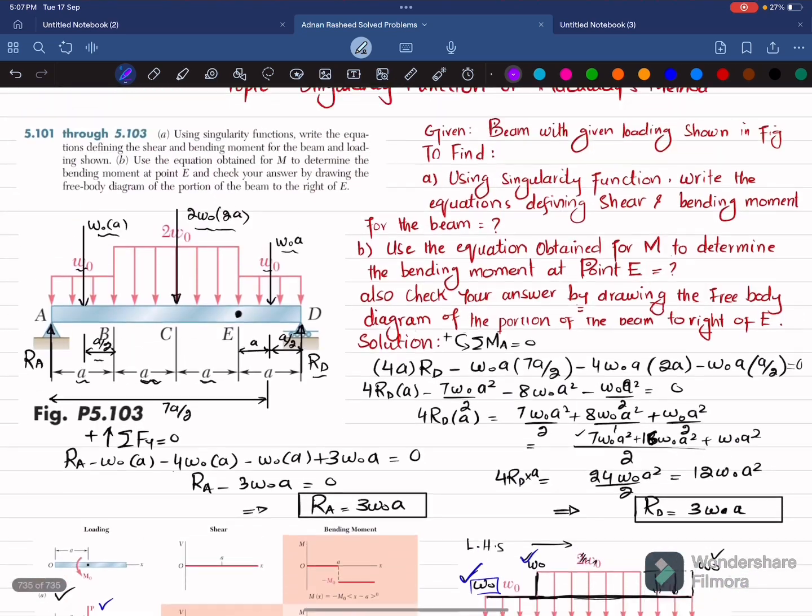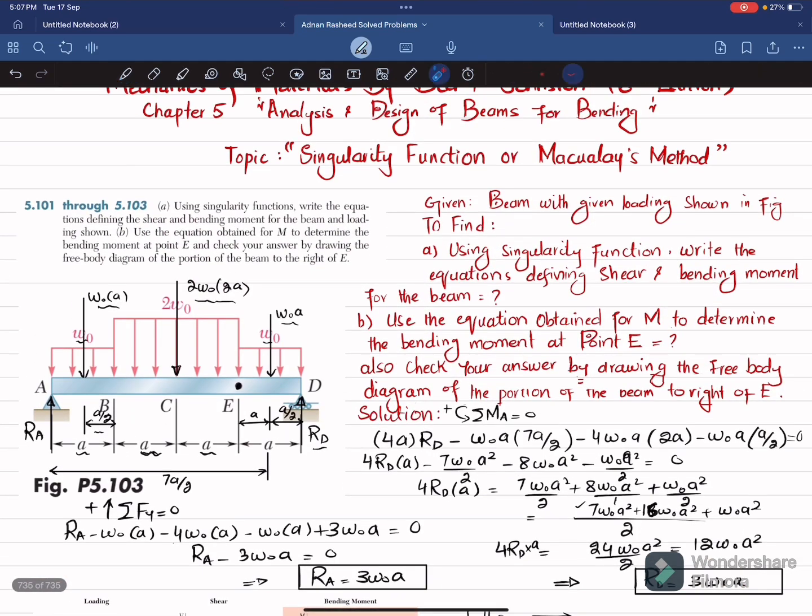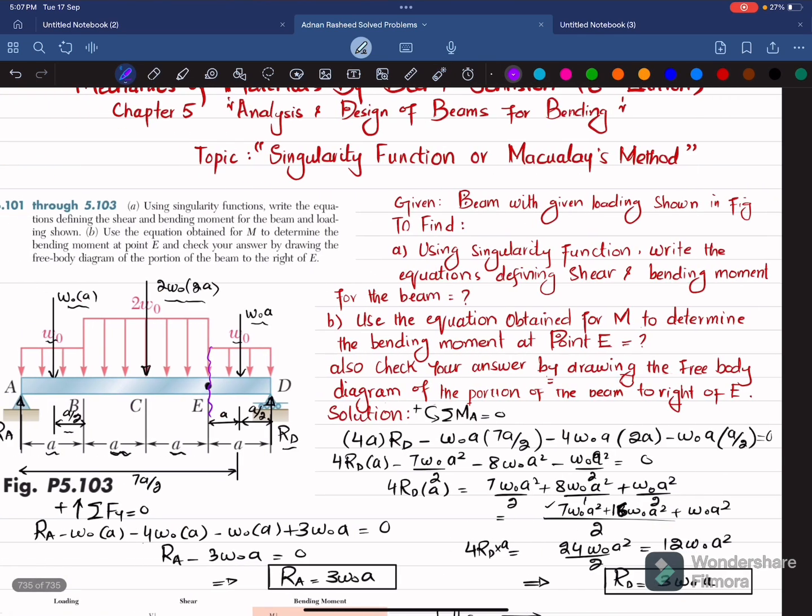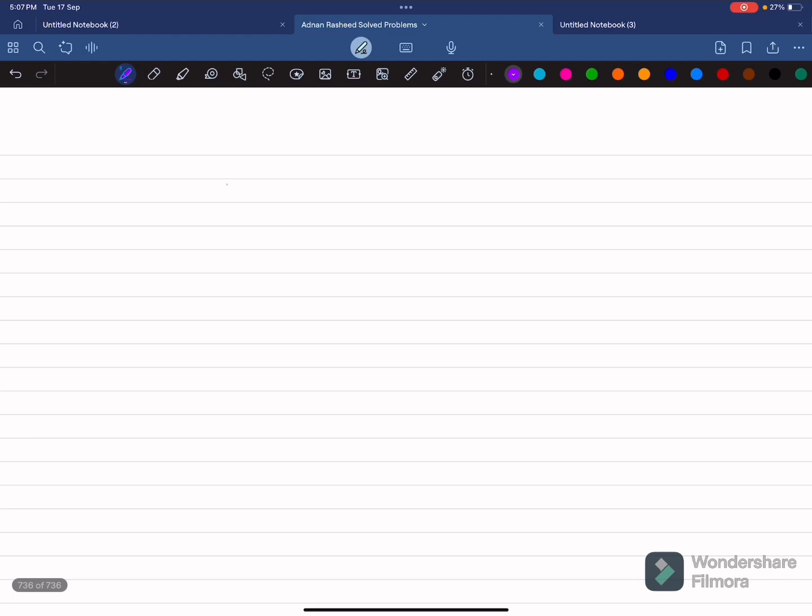Now in the third part, we have been asked to check your answer by drawing the free body diagram of the portion of the beam to the right of E. So to the right of E, if you take this section and draw the free body diagram, you will get this moment ME, and we will compare it. So what we will do is section it over here and draw the free body diagram. So let me move toward this page.